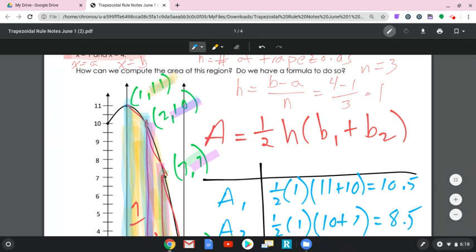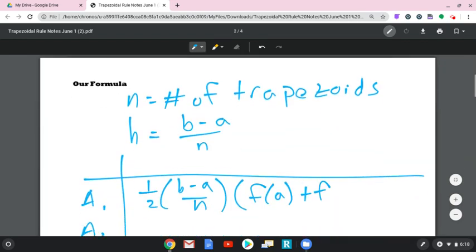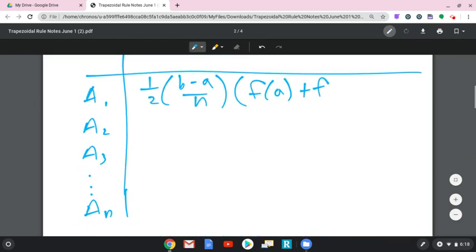That next function value was 10, but how do I figure it out if I'm trying to think about it abstractly, meaning it's a variable, and how did I get from 1 to 2? Well, I got from 1 to 2 because 1 was the height. 1 plus 1 gave me 2. So that means to get my next function value, it would be the function value of a plus h. That would be my first formula.